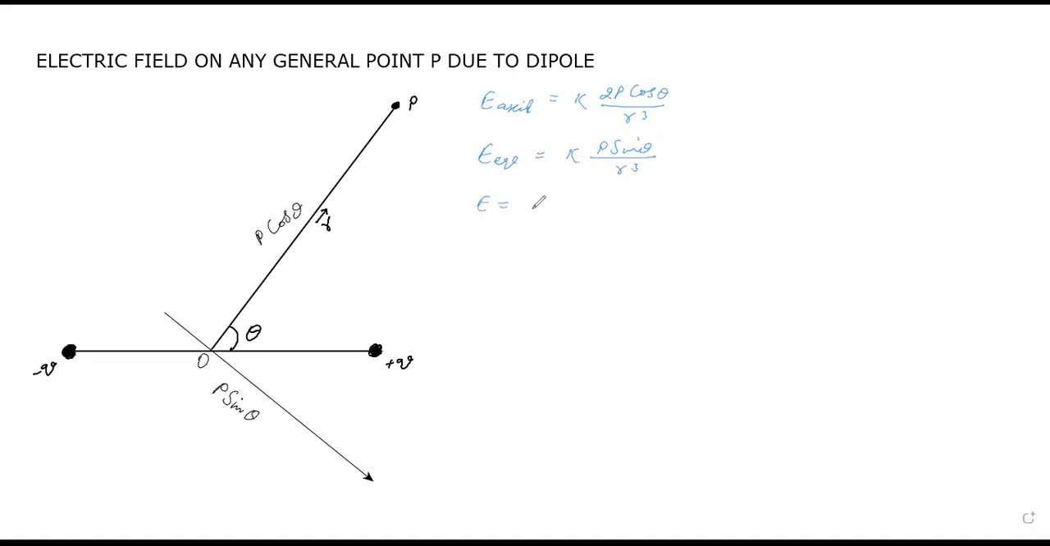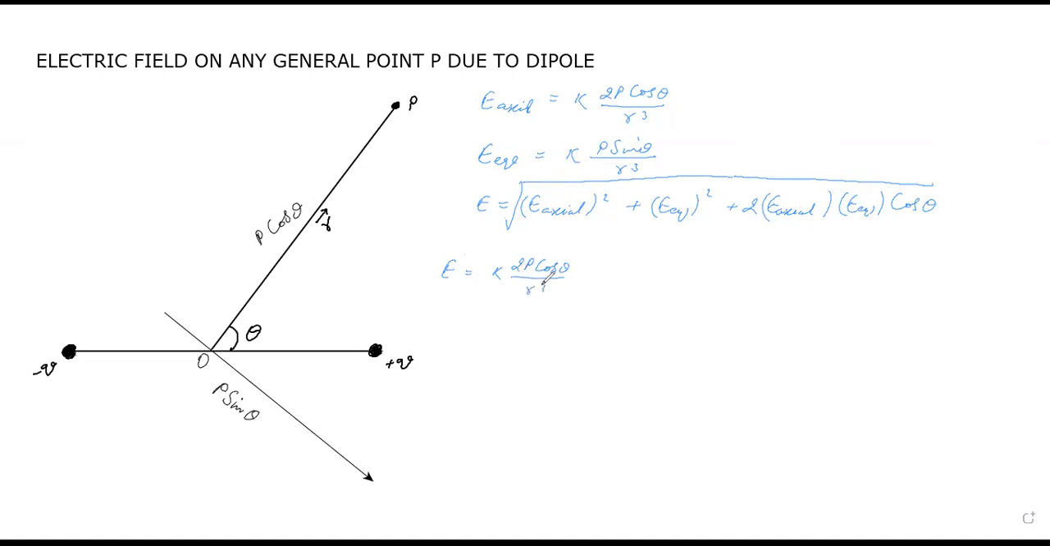The resultant field will be E is equal to the square root of E axial square plus E equatorial square plus 2 E axial E equatorial into cos theta. I hope you are understanding this equation. This is the equation of the parallelogram law. Do you remember or not?